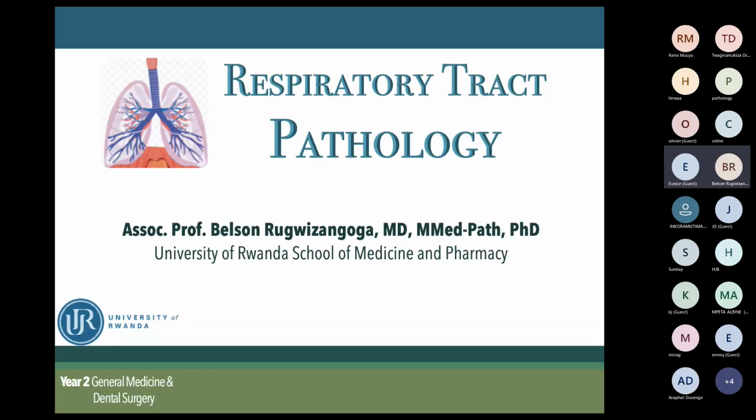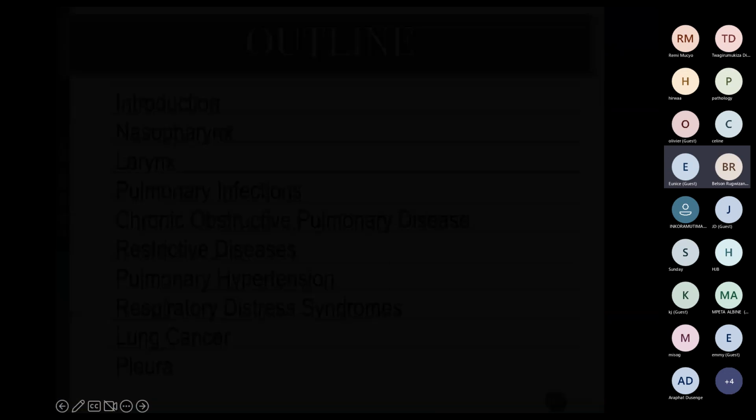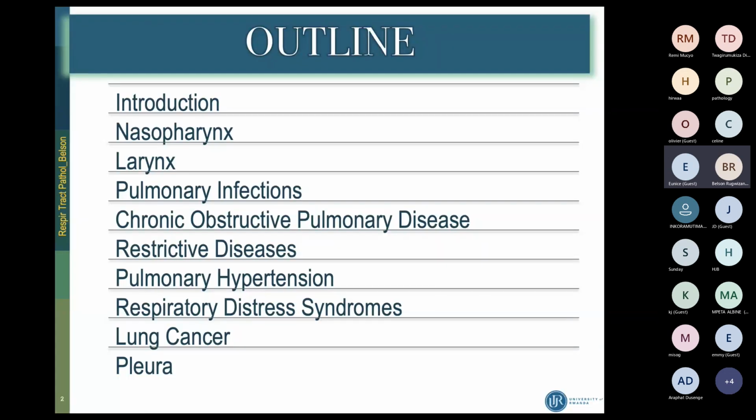So this is the respiratory tract pathology. As you saw on the outline, we have just a brief introduction, then we discuss the upper respiratory system, nasopharynx, larynx, and then we go to the lungs themselves. So we start with pulmonary infections, chronic obstructive pulmonary diseases, restrictive diseases, pulmonary hypertension, respiratory distress syndromes, lung cancer, and then we end with pleural.